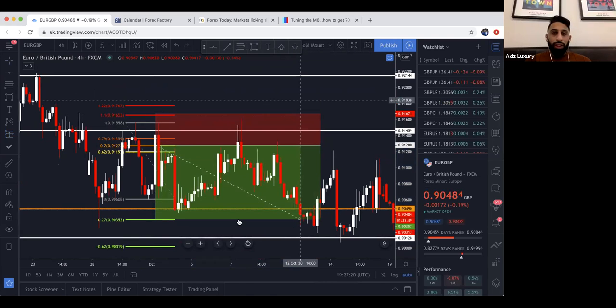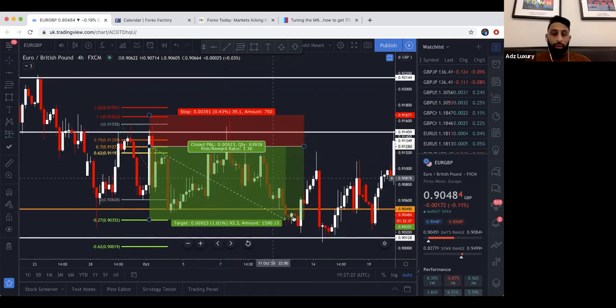So as we can see, price did end up hitting our TP, but it did come very close to our stop loss, just not close enough to actually hit it. It did come very close, but it went straight into profit after that.